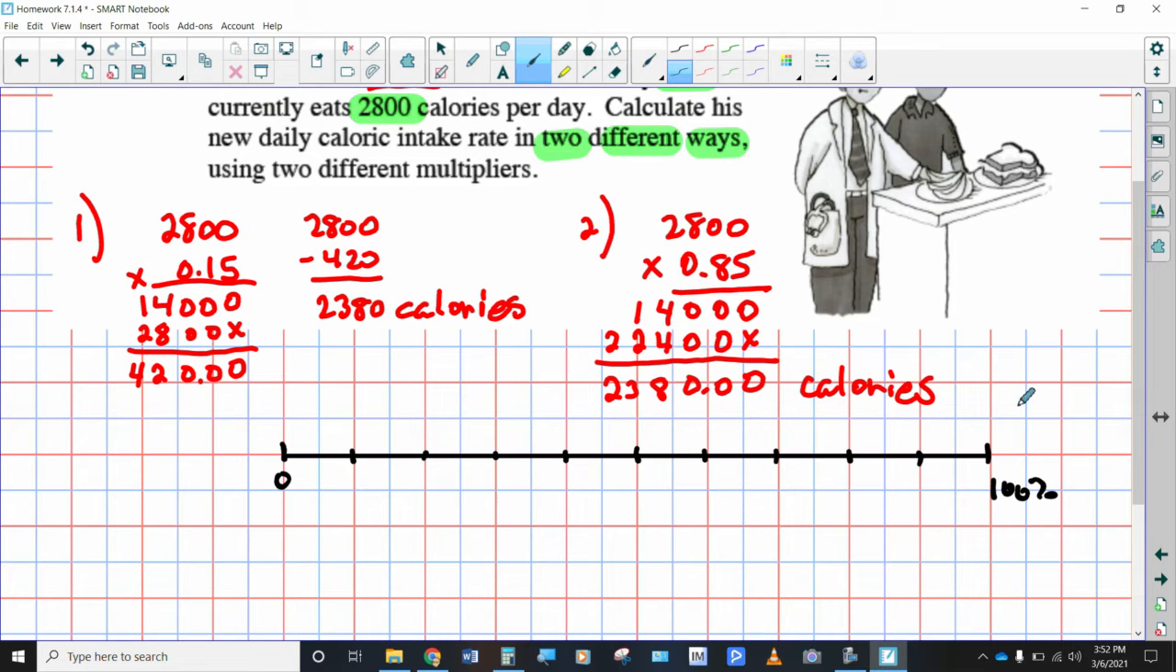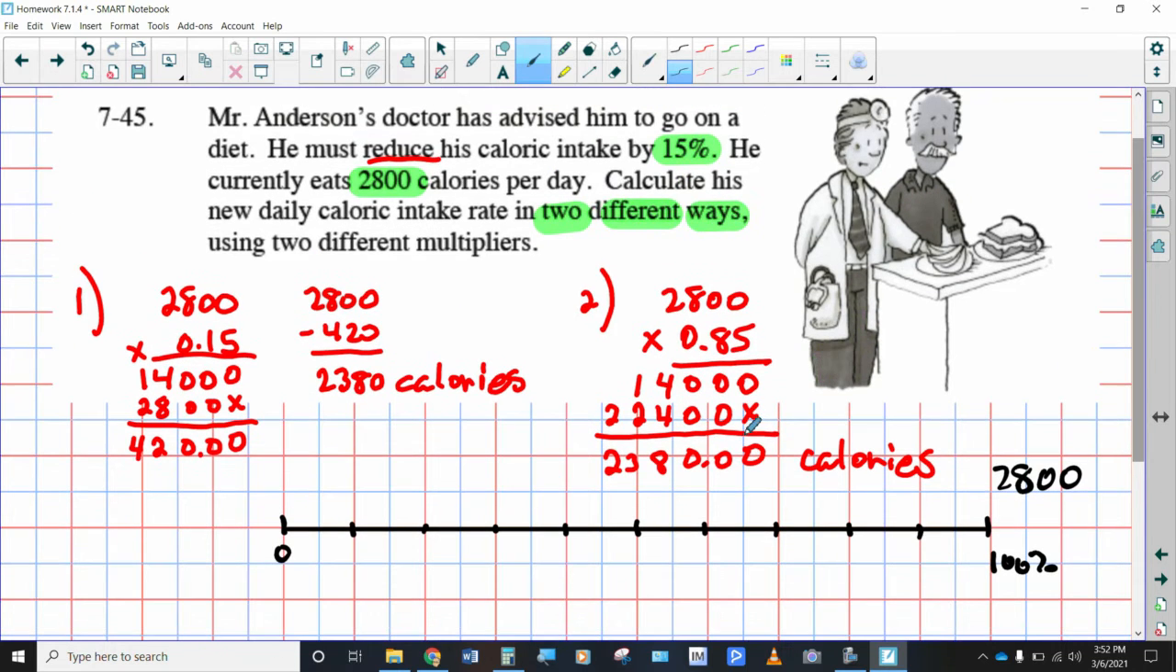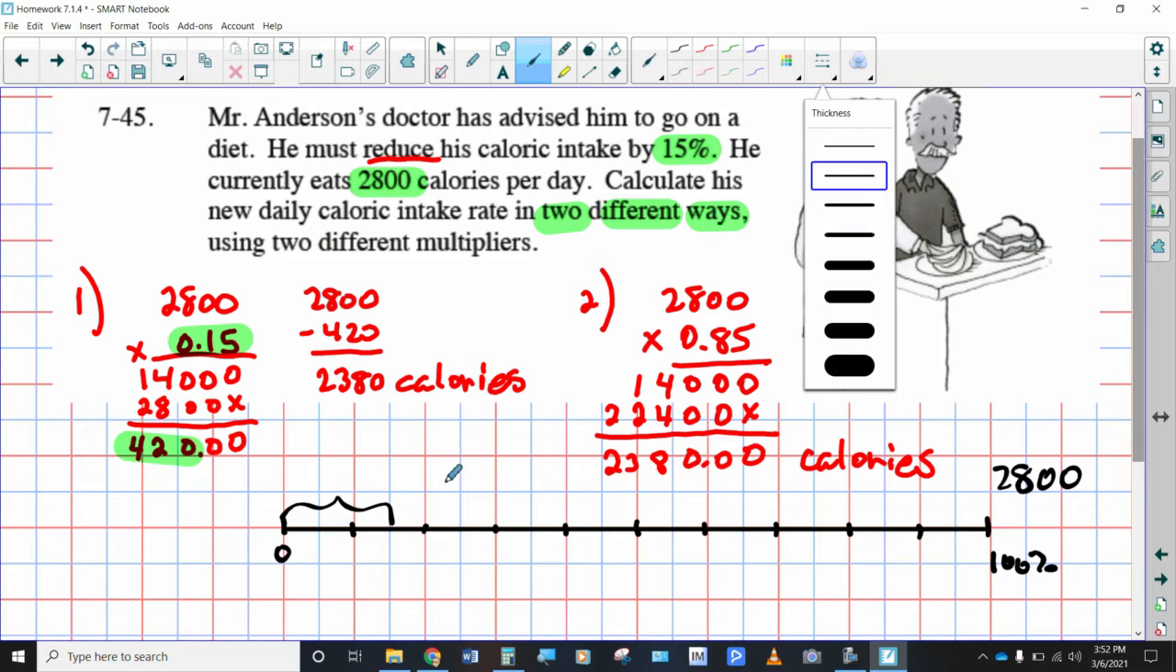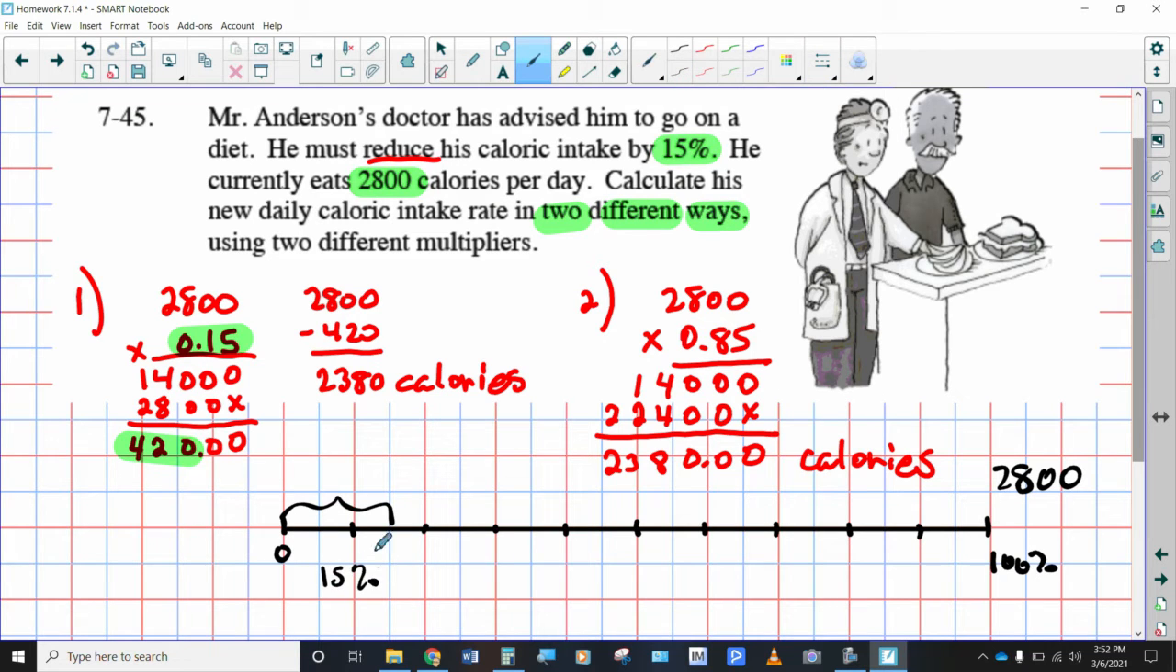So we're going to take the full 2,800 calories, and if we want to find 15% of it, we're going to find this section right here. That represents 15%. So if I multiply 2,800 times 0.15, this is going to tell us how many calories need to be reduced. This is 15%, so that's going to be a total of 420.